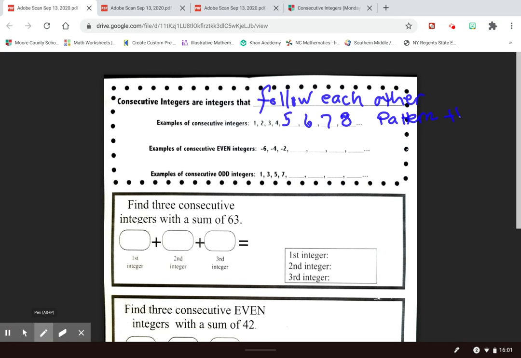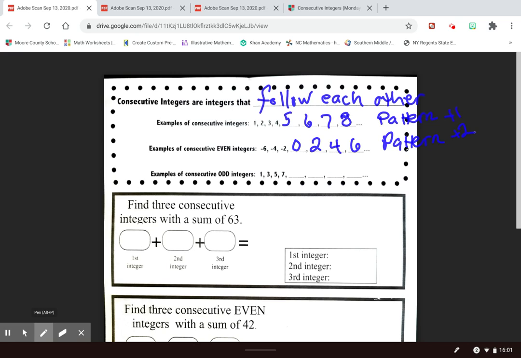Now, if you look at the next example, it says examples of consecutive even integers. So we know we have both odd numbers and even numbers. So if we look here at these even numbers, we go -6, -4, -2. And as I continue to count up, I would get to 0 and then have 2, 4, and 6. So my pattern here is going to be plus 2.